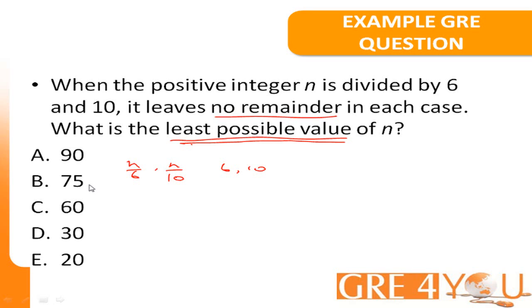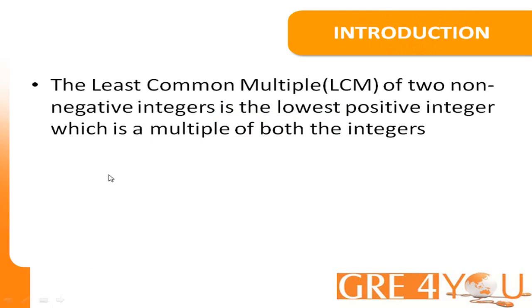Let's take note of the first tip of this video. Identify key terms and rephrase them. Now it's time to take a look at the concept of LCM. Let's start with the definition of LCM. The least common multiple of two non-negative integers is the lowest positive integer, which is a multiple of both integers.